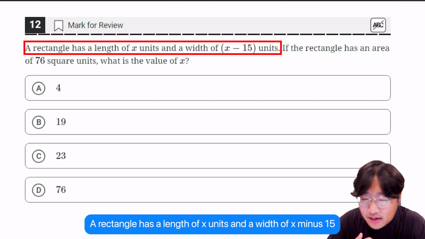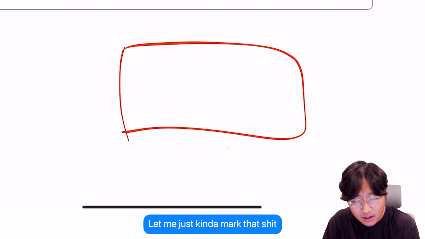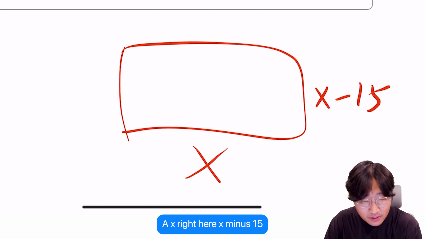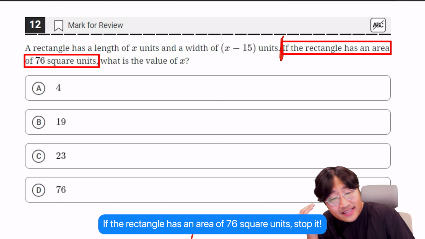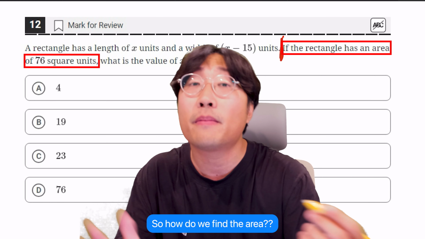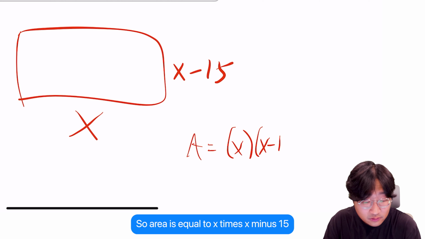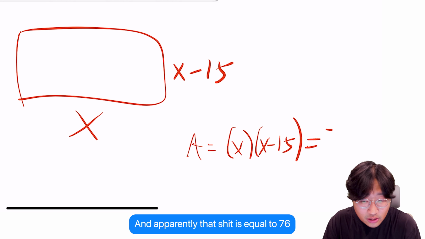Number 12: a rectangle has a length of x units and a width of x minus 15. Stop it right there, man. Let me just mark that. x right here, x minus 15. Okay, cool. If the rectangle has an area of 76 square units, stop it. So how do we find the area? Base times height, right? So area is equal to x times (x minus 15), and apparently that is equal to 76.